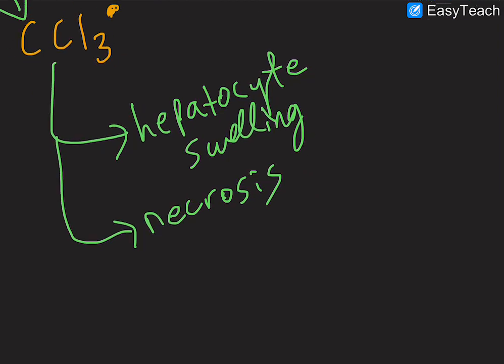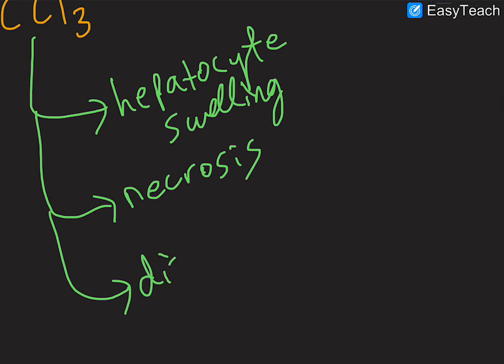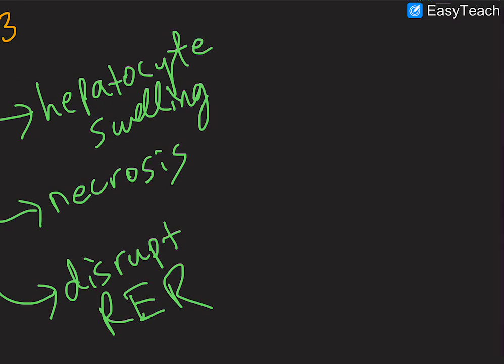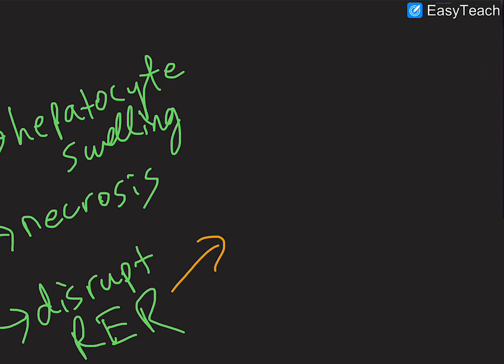Okay. And then another important thing that we should know is the trichloromethyl radical can basically disrupt certain organelles, but the main organelle we should know is it can disrupt the rough endoplasmic reticulum. And why is this bad? Because remember, the rough endoplasmic reticulum has ribosomes on it, and ribosomes are important for protein synthesis. So in this case, if you disrupt the rough endoplasmic reticulum, right?